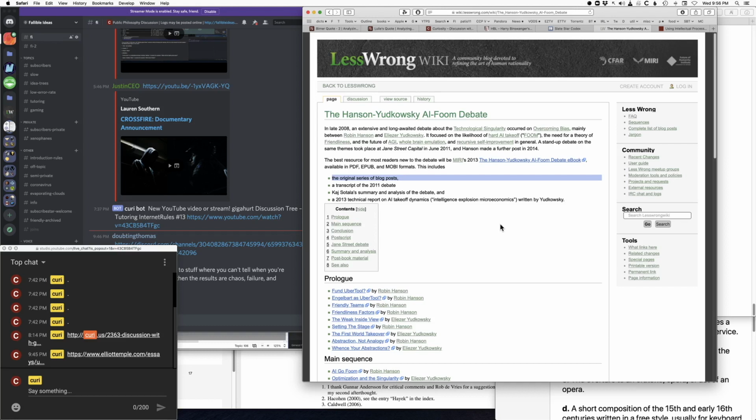And there exist the occasional text discussions that are pretty high quality and are between high status people, but it's not a common thing. It's notable that this debate exists.